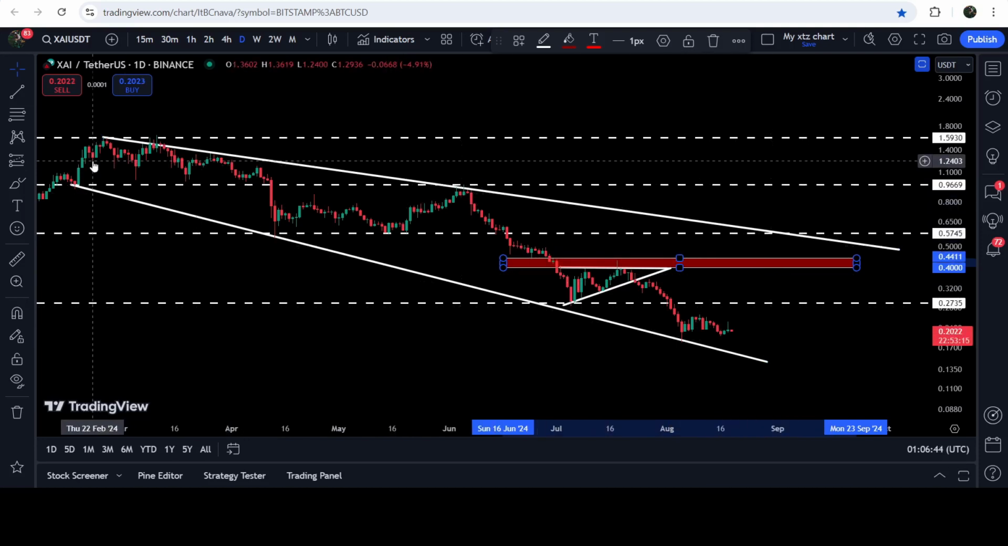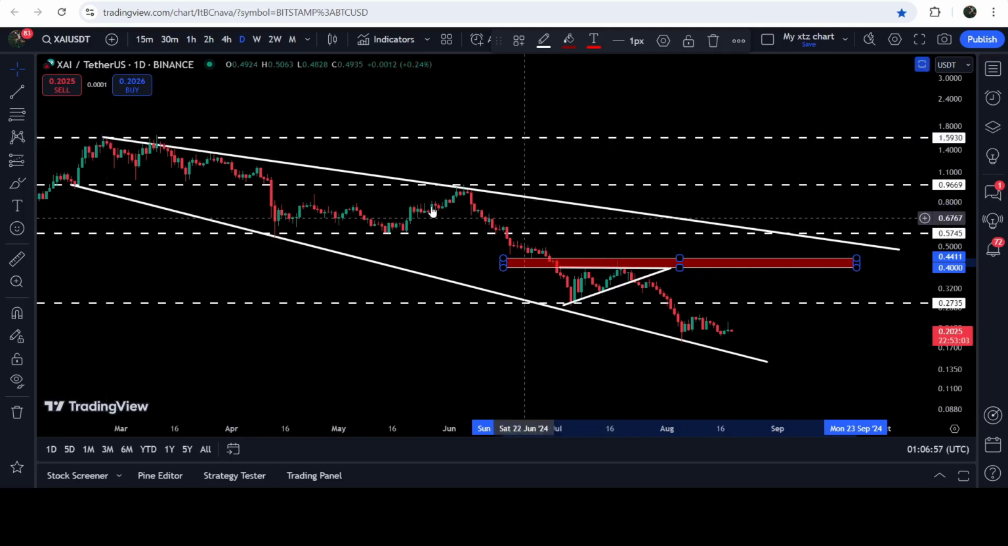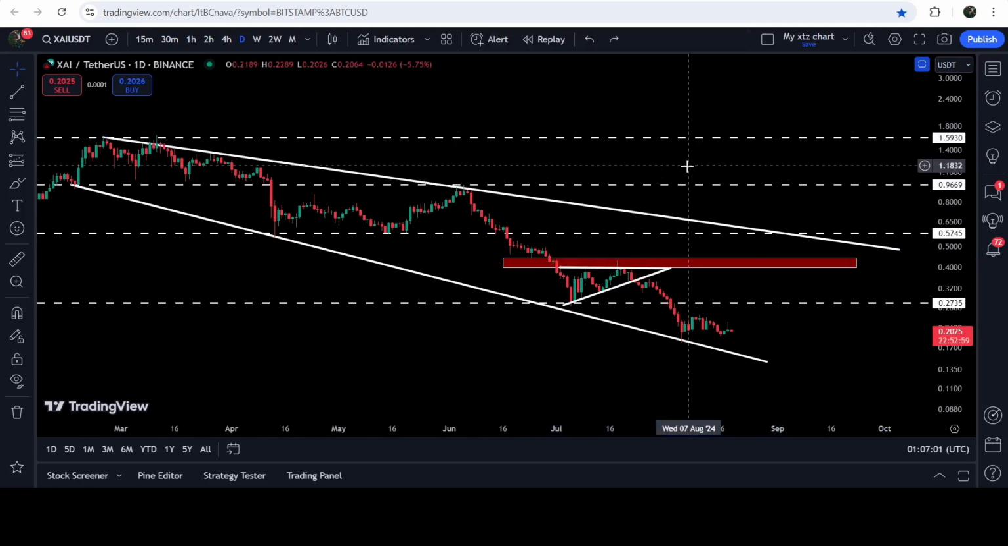And once XAI is able to break out of this resistance of the broadening falling wedge pattern, then the technical target for the breakout from this broadening falling wedge pattern will be here at the highest price of this wedge, at the top of the wedge. That will be somewhere between $1.60 to $2. So this was the update so far.